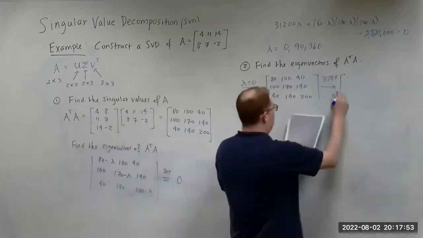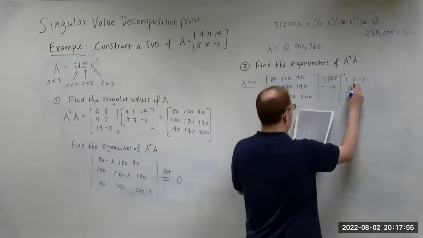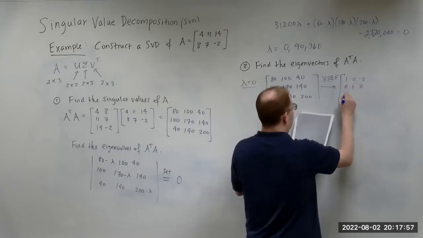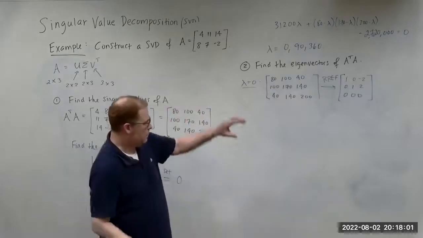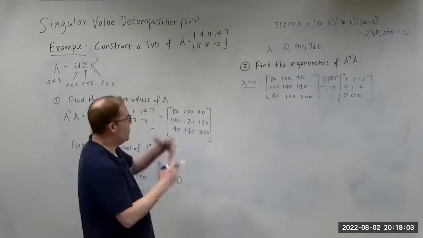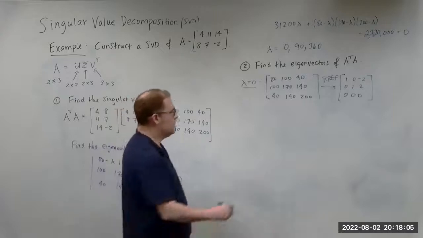So this should be 1, 0, -2, 0, 1, 2, 0, 0, 0. Okay. But the matrix I had was for the other one. It's for the other lambda value. Okay, so let's go through this again.